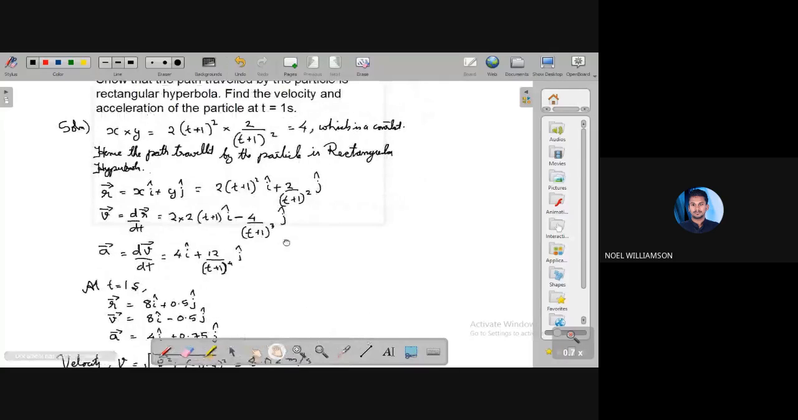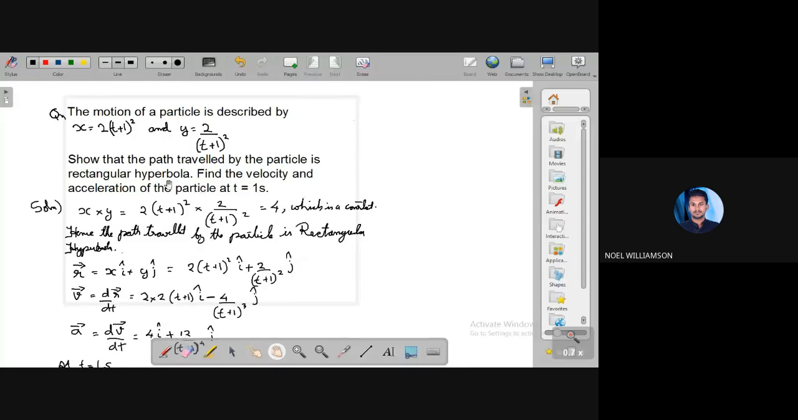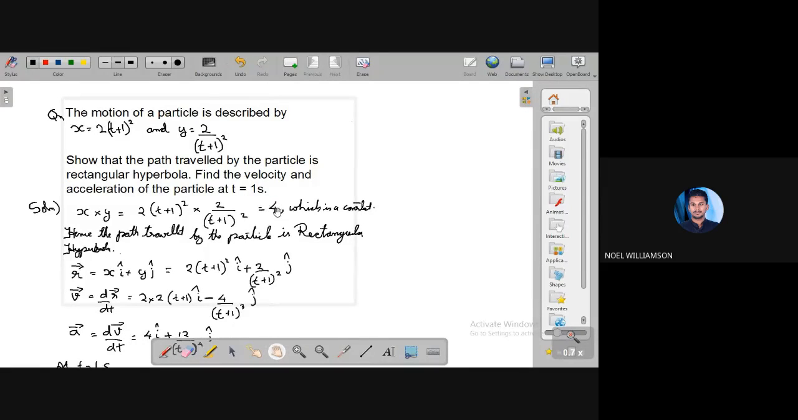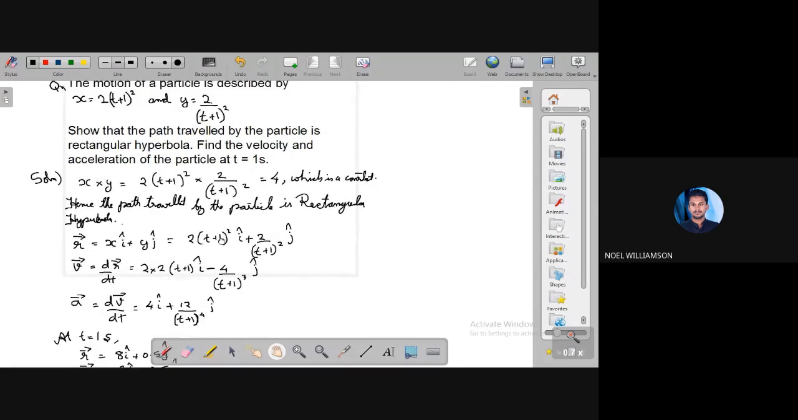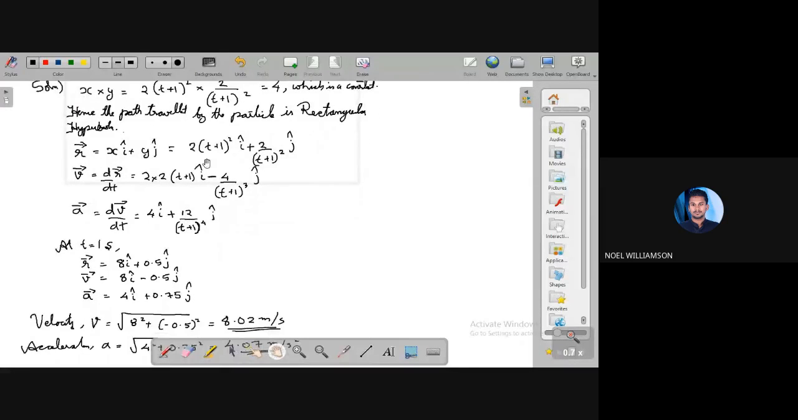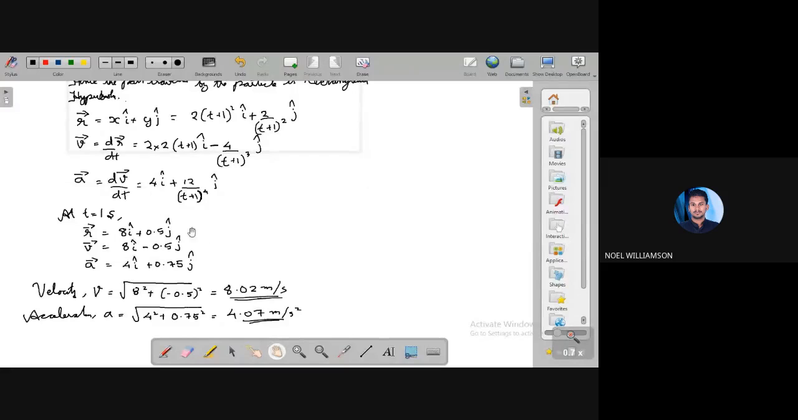So in the question, the first part is you have to show that the path traveled is a rectangular hyperbola. For that, you have to multiply x and y, and you will get a constant value independent of the value of t. Here there is no t, only a constant, that is 4. So you can say the path traveled by the particle is a rectangular hyperbola. Then after that, you have to find the velocity and acceleration. For that, you have to find the vectorial notation first, then apply the value of time, then find the magnitude. Okay, just do that.